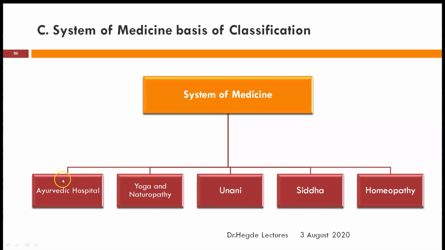So, how to remember Ayurvedic, Yoga and Naturopathy, Unani, Siddha, Homeopathy, which are called alternative systems of medicine? Easily we can remember that as AYUSH. Ayush board: A for Ayurveda, Y for Yoga and Naturopathy, U for Unani system of medicine, S for Siddha system of medicine, and H for Homeopathy.